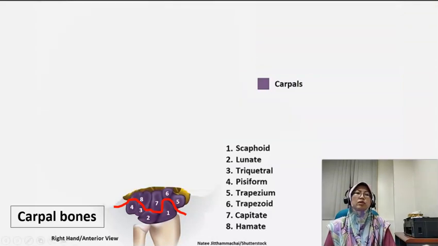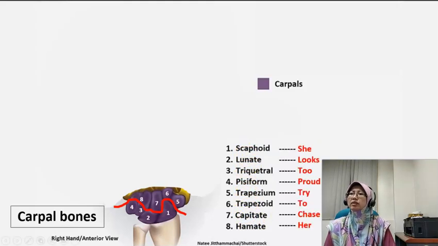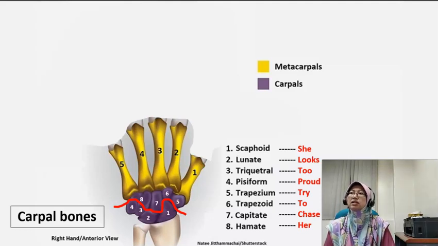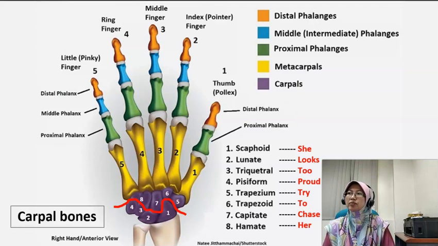Okay, the first is the carpal bone. Ni scaphoid, lunate, triquetral, pisiform, trapezium, trapezoid, capitate, hamate. Ni pun mnemonic ni I dah mention, dah introduce you before this. You pernah hafal dah kan? This is the metacarpal bone. Ada 5 metacarpal bone. And then all the phalanges.